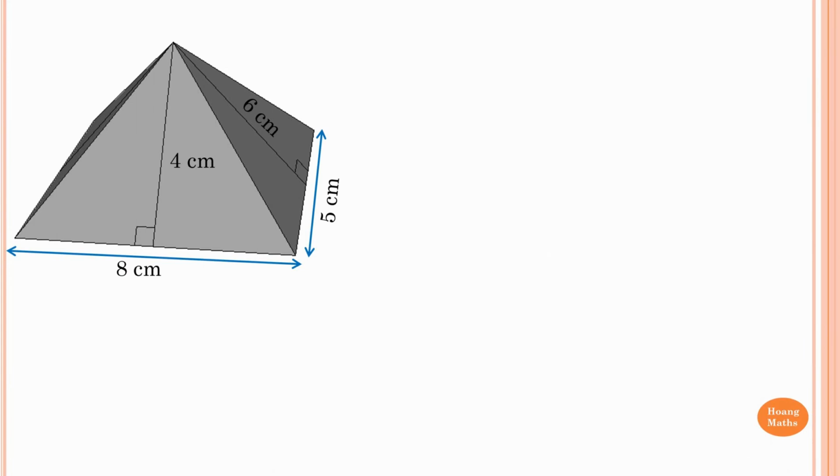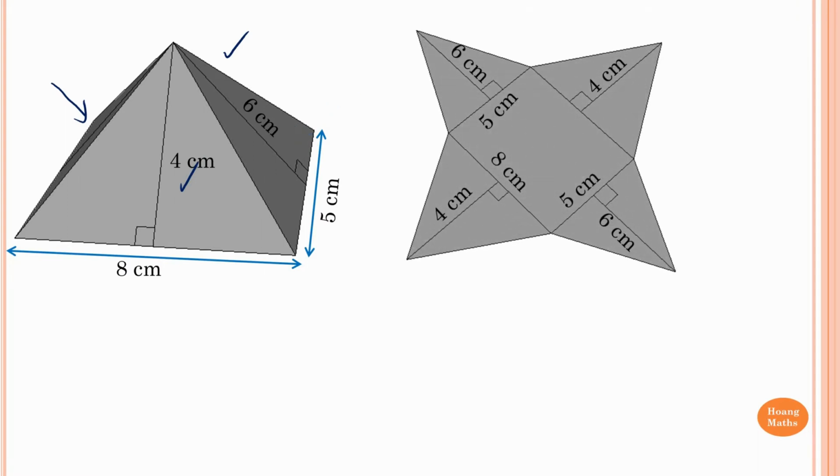First one. Now with this pyramid here, the front and the back are the same, and this side and this side are the same. And the base is a rectangle, which is 8 by 5. So this is the net for this pyramid here.